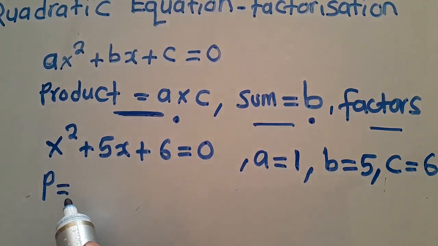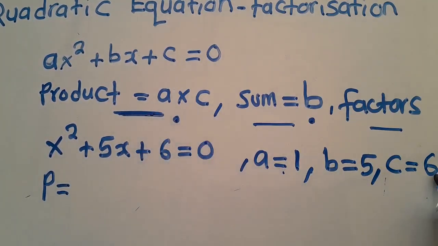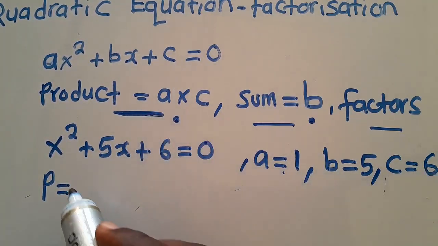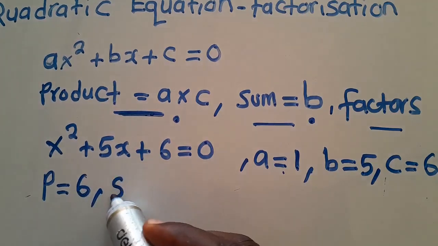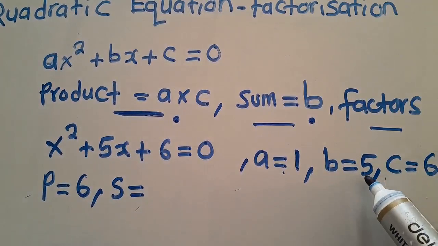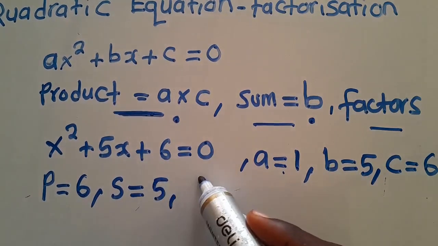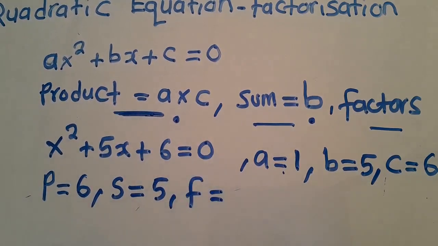How do you find the product? A times C. 1 times 6, that is 6. What is your sum? The number B, which is 5. What are the factors? Find two numbers that you can multiply to get 6, and if you add those same numbers, you get 5.